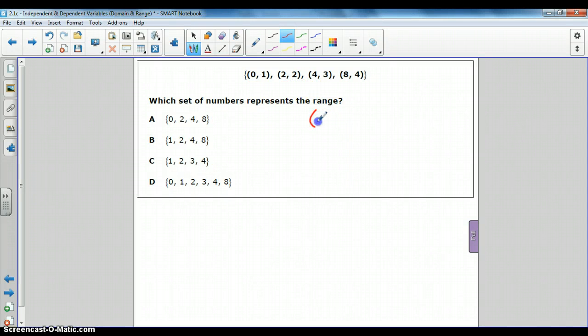Range we know is y, so my y numbers are 1, 2, 3, 4. Which one has 1, 2, 3, 4? That's C.